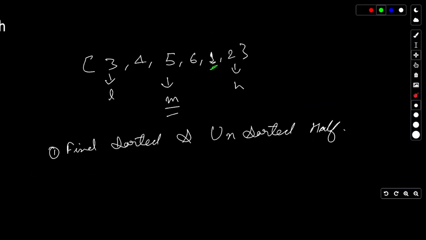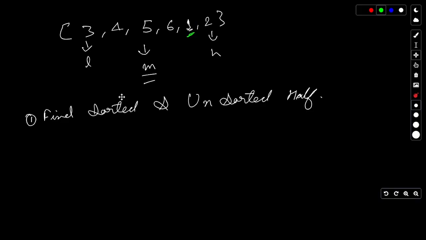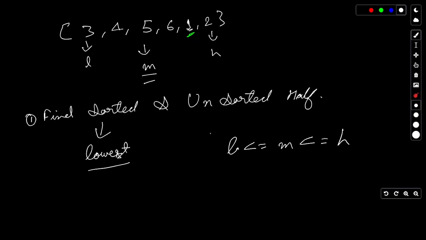So we need to figure out the sorted and unsorted half within this problem. If we can get the sorted half, it is very easy to find its lowest. So the initial arrangement for a binary search is like low will always be smaller than or equal to mid, and mid will always be smaller than or equal to high.